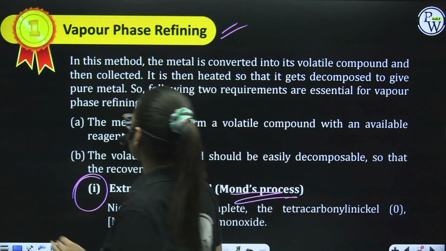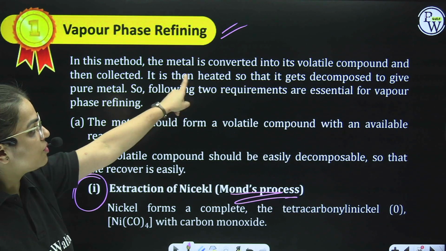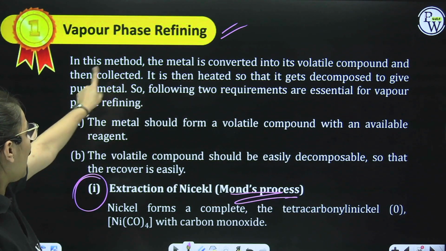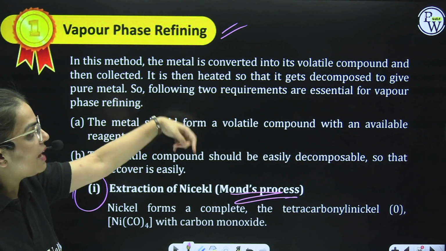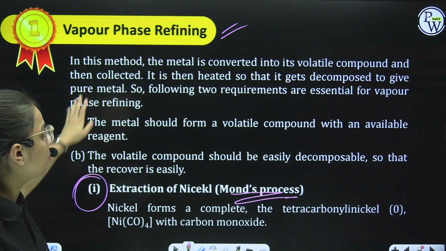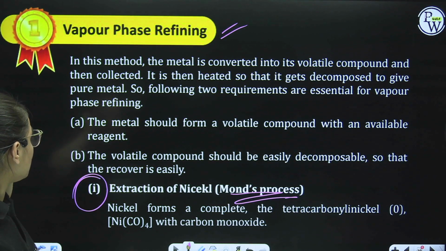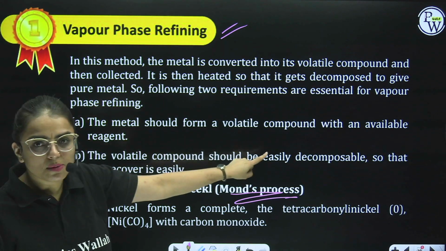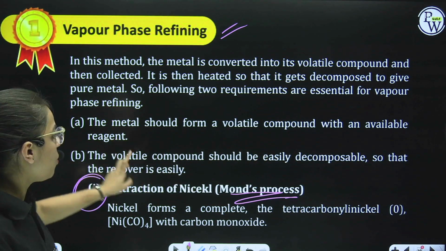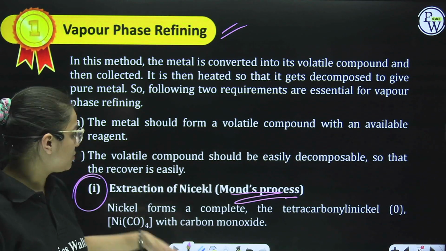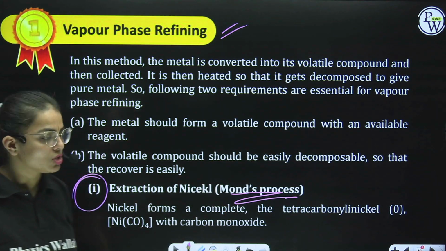In vapor phase refining method, what happens? In this method, metal is converted into a volatile compound and then collected out. It is then heated so that it gets decomposed to give the pure metal. Now there are two requirements for this. The first, metal should form a volatile compound, then only it is possible. Next, the volatile compound should be easily decomposable. So the first method is extraction of nickel by the Mond process.